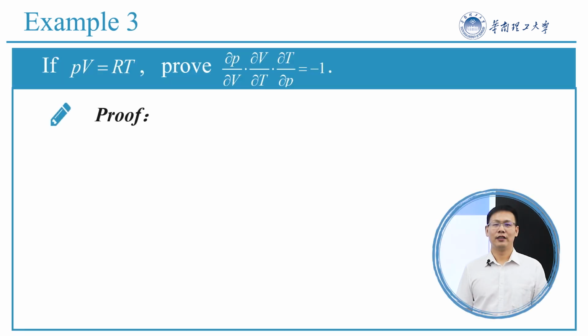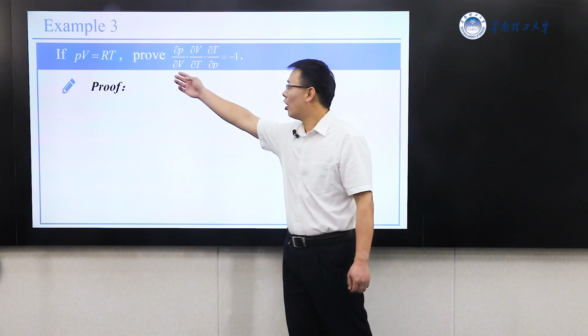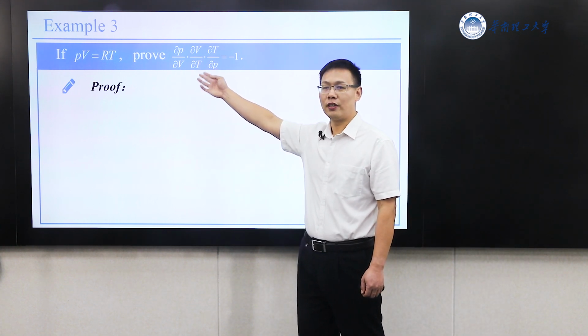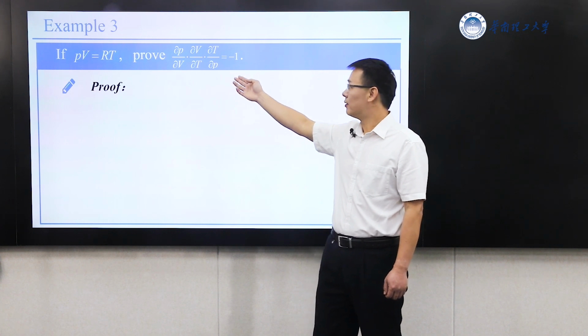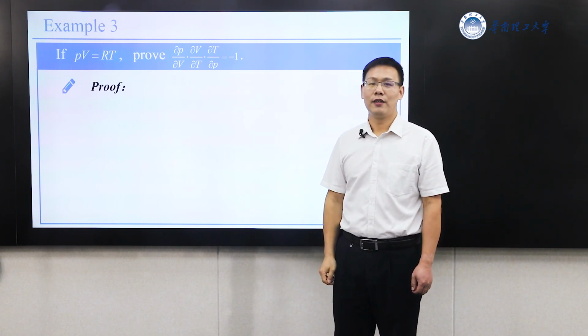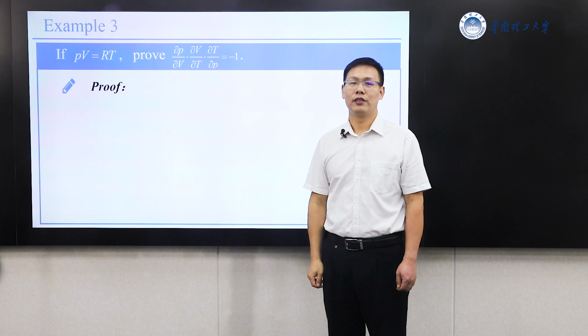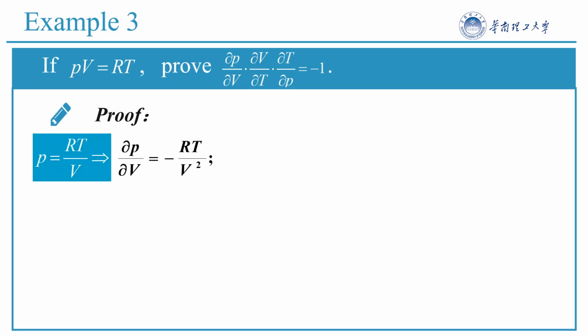Example 3. The volume of a certain ideal gas is related to its temperature T and its pressure P by the gas law PV equals RT, where R is a constant. Prove the product of the three partial derivatives is -1. From the gas law equation, we obtain P equals RT over V.